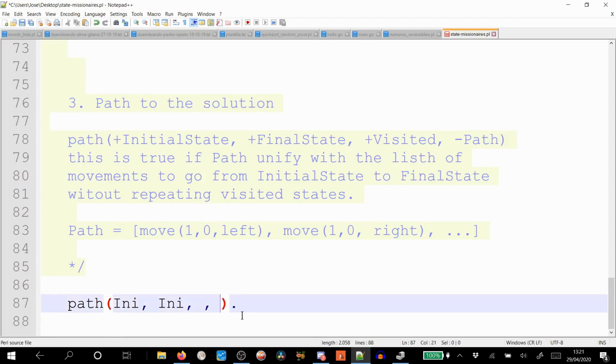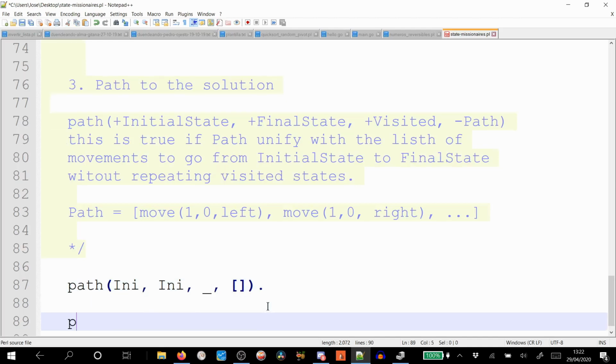In the case where the initial state and final state are the same, as Colin said, the solution will be an empty list of movements. We have to do nothing if we are at the end; the initial state and final state are the same. And for visited, we write an empty anonymous variable. That means it doesn't matter, because if we are at the end, we will not repeat any state. So it doesn't matter what we have if we are in the final state. Okay, let's create the recursion.